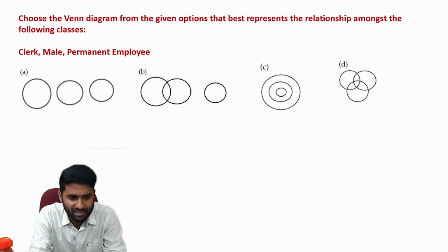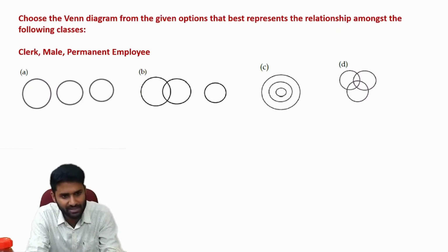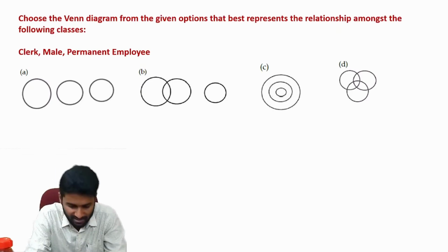Let's go through this relation: clerk, male, and permanent employees. How can we represent these three words in circles in the picture? What is the suitable diagram for these three words: clerk, male, permanent employees?